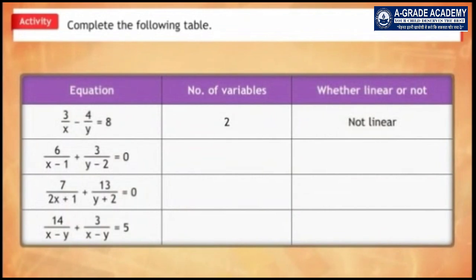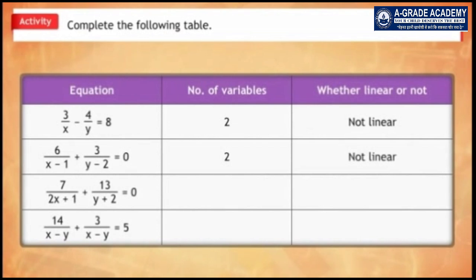Equation: 3 upon x minus 4 upon y is equal to 8. Number of variables: 2. Whether linear or not linear. Equation: 6 upon x minus 1 plus 3 upon y minus 2 is equal to 0. Number of variables: 2. Whether linear or not linear.